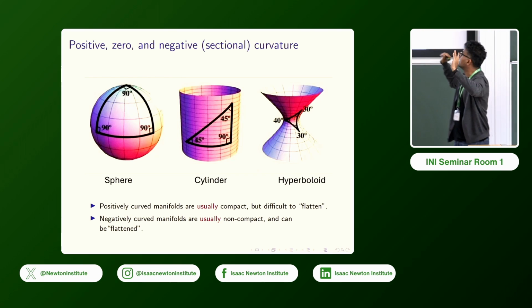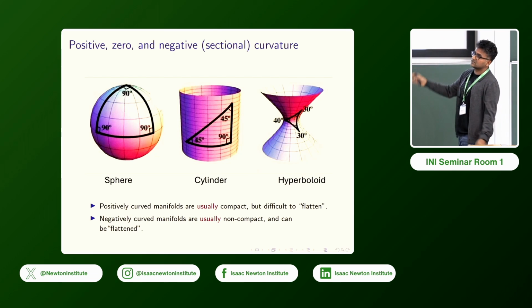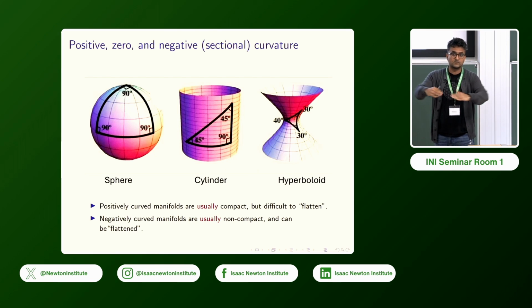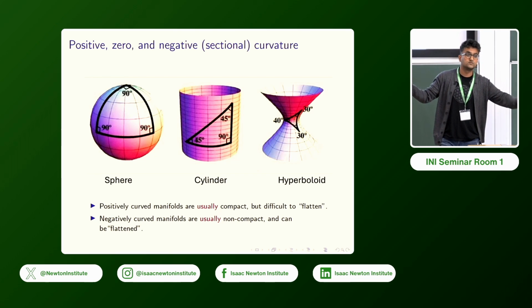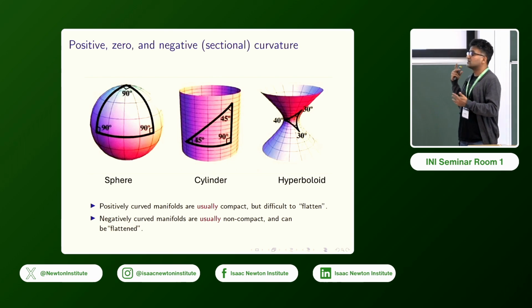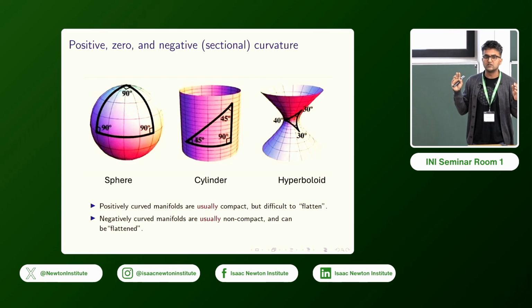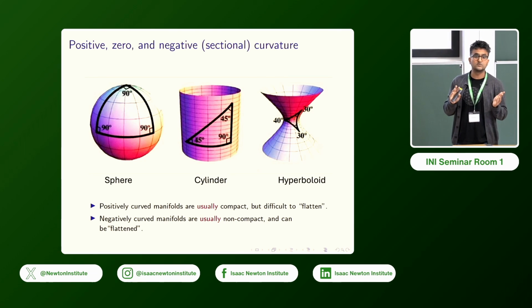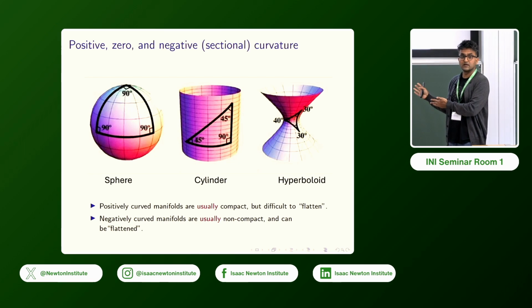And you can think of curvature in some way. The cylinder is effectively flat. You can just sort of cup it open and put it flat on a plane. It's effectively like R2, so the triangle just looks like a usual triangle. Positively curved manifolds are usually compact, not always. There are lots of examples where they aren't, but typically in practice they'll be compact.